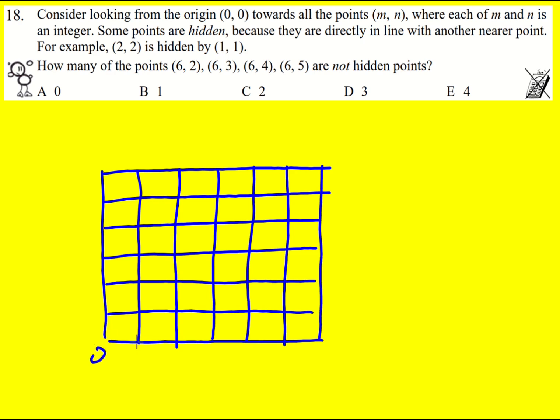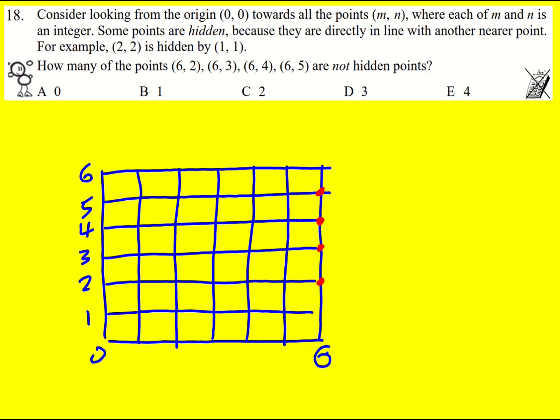Okay, this is 0, 0, 1, 2, 3, 4, 5, 6. And then 1, 2, 3, 4, 5, 6. And I've got some different points on here that I'm interested in. 6, 2, 3, 4, and 5. And we want to know which of these are not hidden points and which ones are.